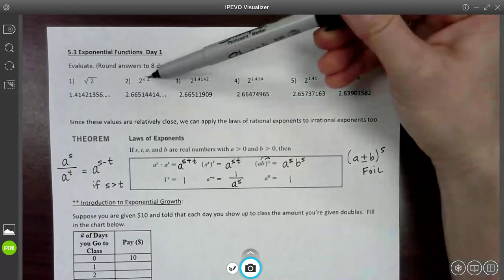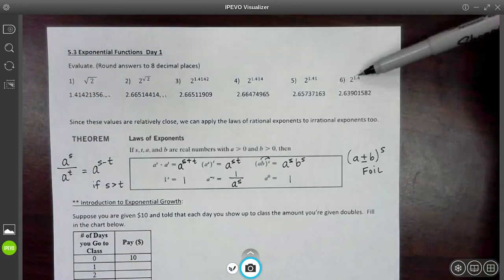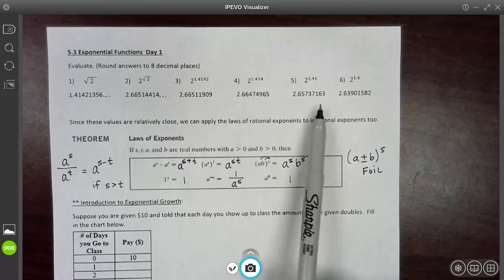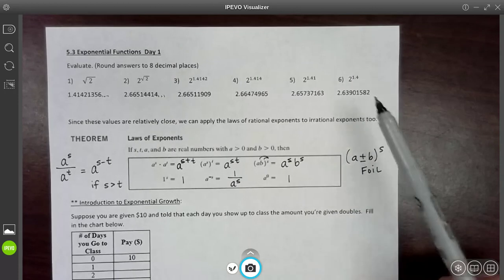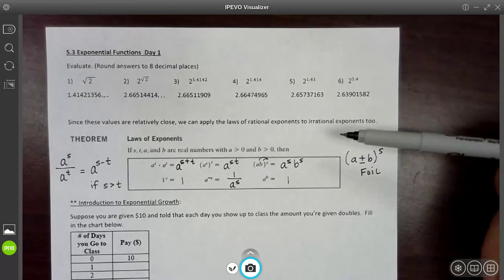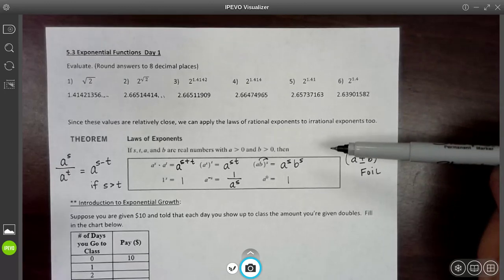So as I take the square root of 2 and round it a little bit more each time as my exponent, the original answer and the rounded answer are not that far off from each other. They're trying to show you that if we have to round an irrational number, our exponent answer is not all that different. So they're letting you know that the exponent rules are going to be allowed to apply to irrational exponents as well.